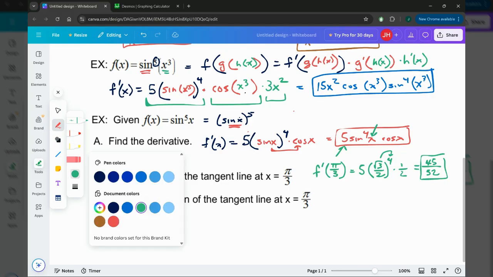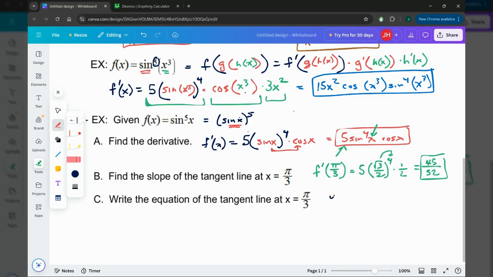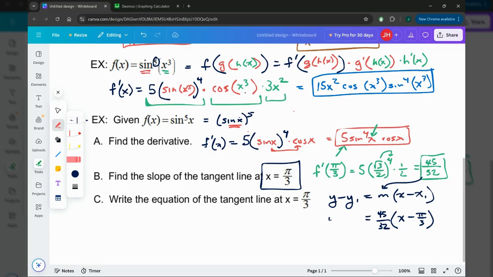How do I write my tangent line? Well, my tangent line is y minus y sub 1 equals my slope times x minus x sub 1. Well, I know my slope. My slope is 45 over 32. I know my x value. My x value is pi over 3, so I'm going to plug that in for x sub 1. But what am I putting for y sub 1?